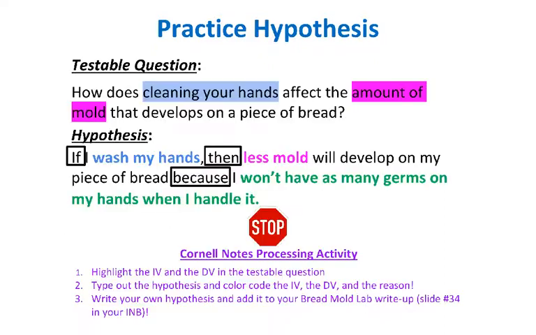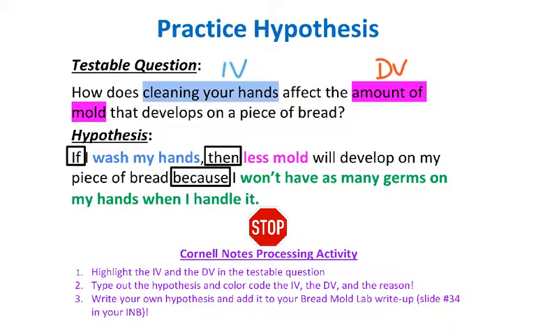So here's an example. In this question right here, our independent variable is how you clean your hands, and our dependent variable is the amount of mold that develops on the bread. So how does cleaning your hands, independent variable, affect the amount of mold, dependent variable, that develops on a piece of bread?